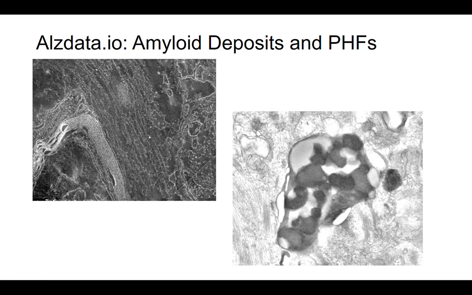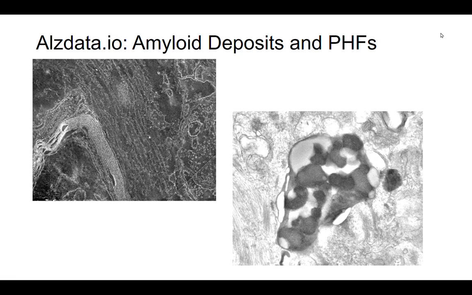Within the database, you will find displays of paired helical filaments, PHFs, which are abnormal twisted protein strands primarily composed of hyperphosphorylated tau proteins. PHFs are a hallmark of neurodegenerative diseases like Alzheimer's, and their structural arrangement plays a critical role in the pathology of the disease.